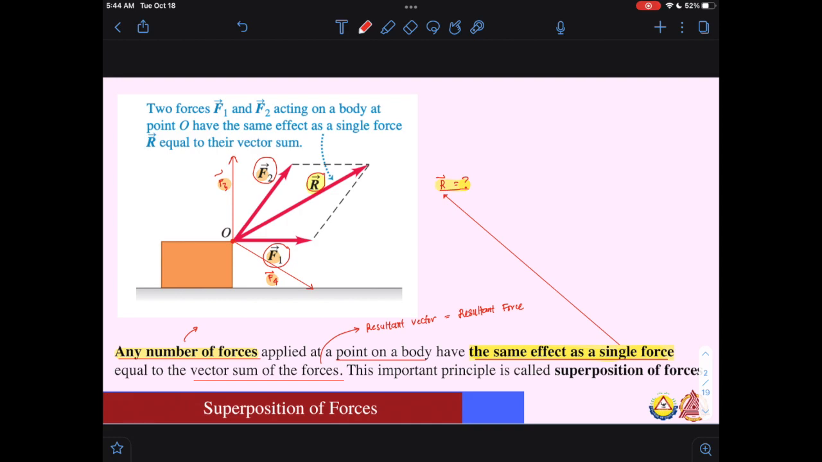That is why the very first thing we discussed in our class is to find the resultant vector, for reasons such as this. Okay, always deal with resultant vectors.